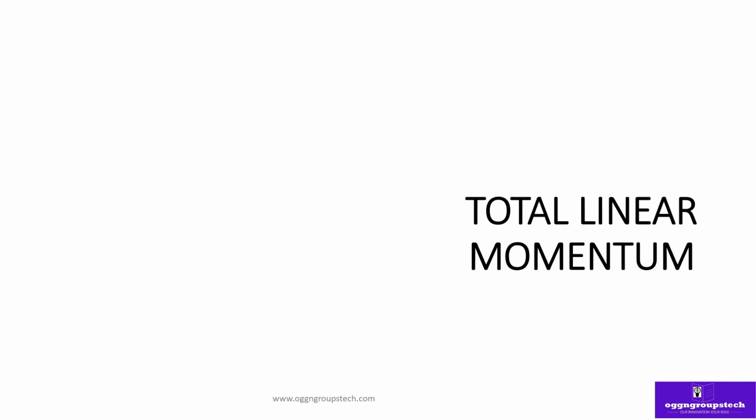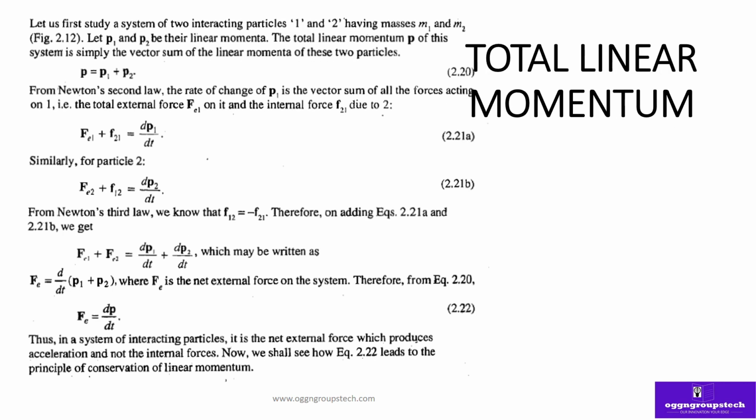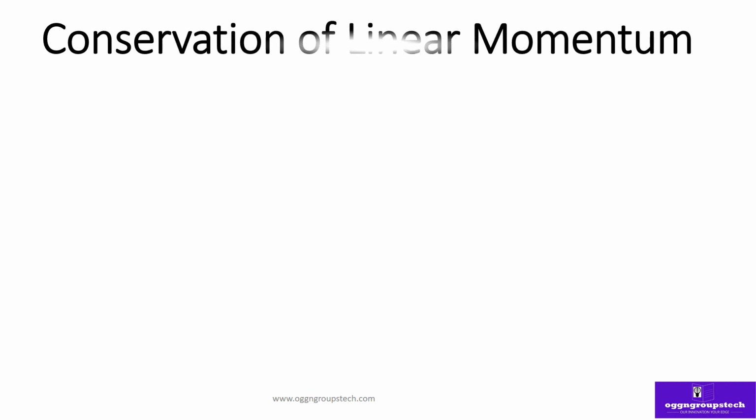Then we have learned the concepts of linear momentum. We know what is meant by momentum. Momentum is mass into velocity. But here we have given the definition for total linear momentum. It's just an addition of momentums. We call it the total linear momentum. And then we have determined the law of conservation of linear momentum.